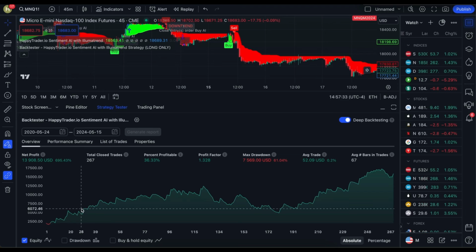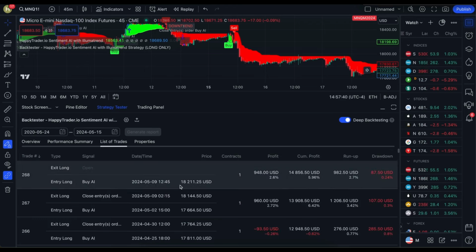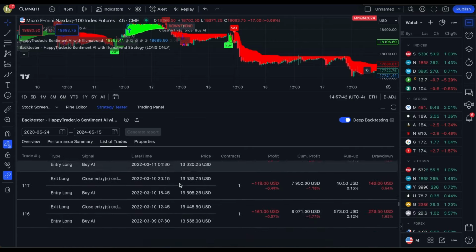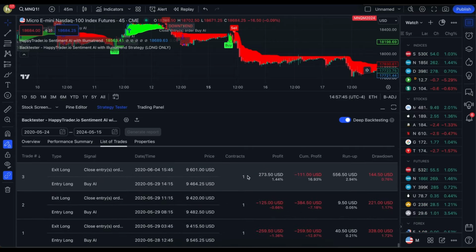So the equity curve looks really good here. We only had 267 trades over this long period here, so the commission is very negligible. If we go into the actual trade log, we can really go back in time here and see we're just maintaining one contract the whole time.